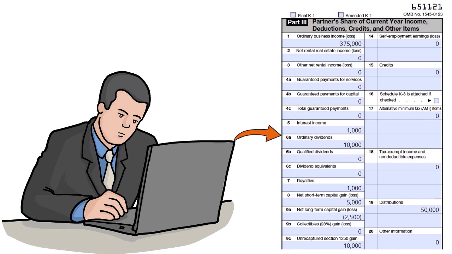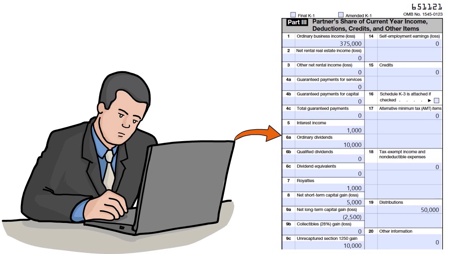And line 9C, we have unrecaptured Section 1250 gain. Here also, whatever you put here will flow to Schedule D, Form 1040, line 19. The bottom line here is that those items, whatever you put in part 3, most of them will flow to Schedule D, and this will be part of your 1040.